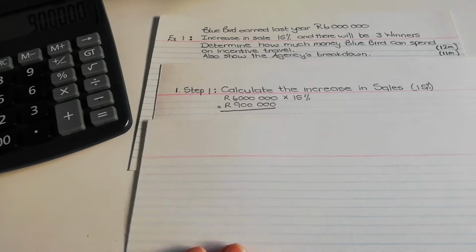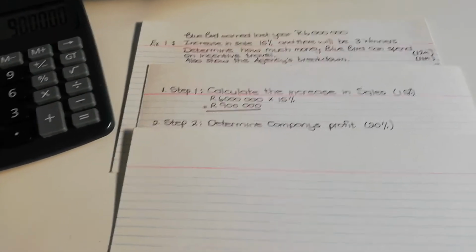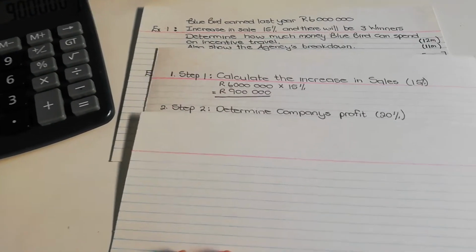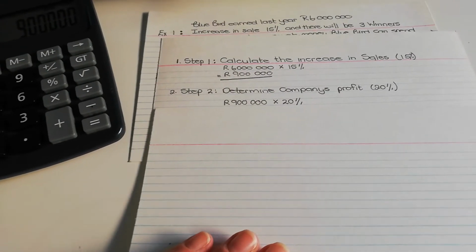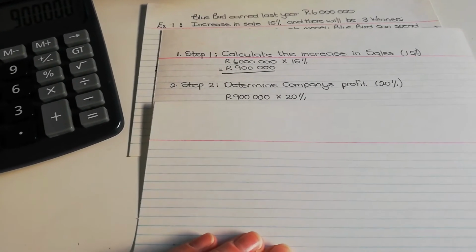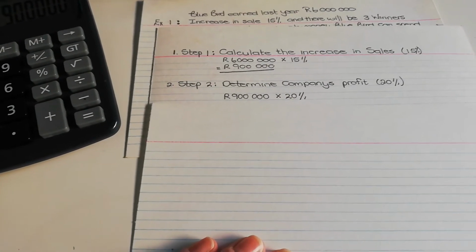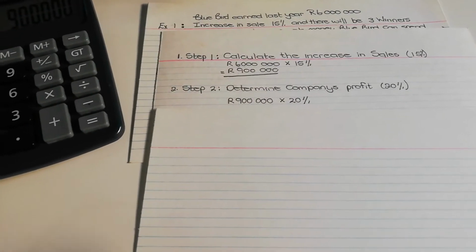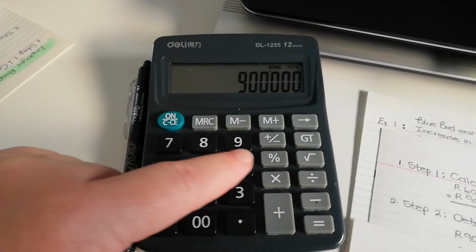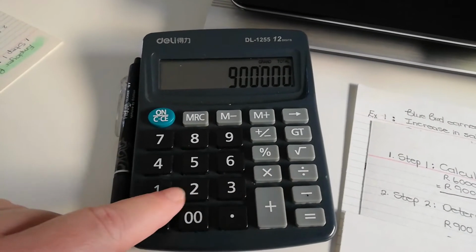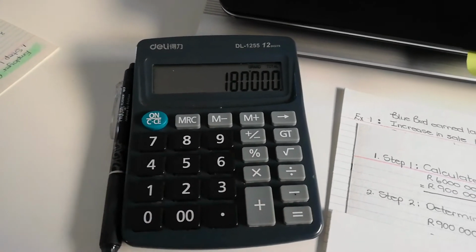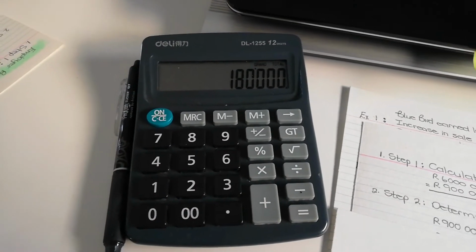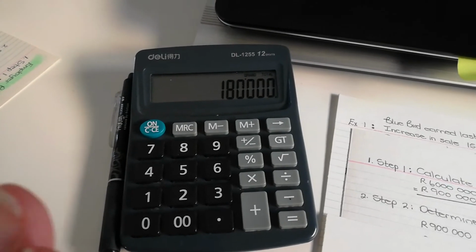Now you go straight to step 2. Determine the company's profit. What happened now? The answer of the previous step is the starting amount of step 2. Now you're going to say 900,000 times 20%. It is 180,000. I do not touch anything.